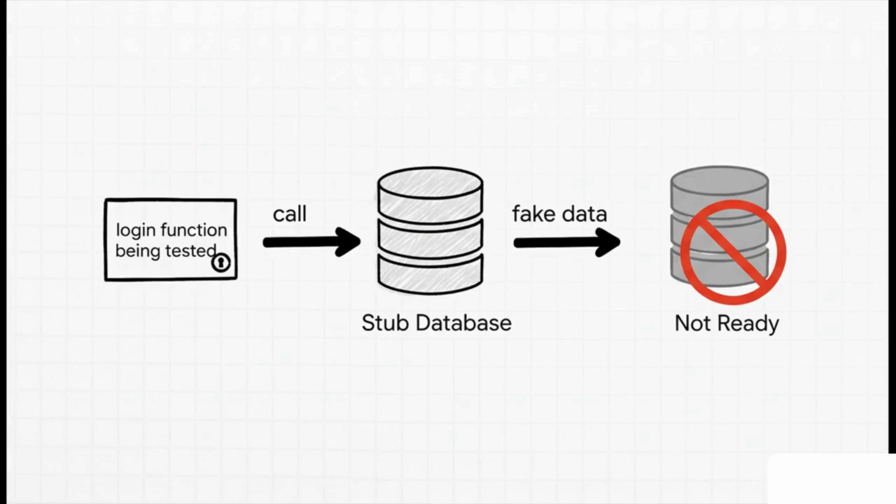Here's a perfect example. Let's say you're testing a login function. Now that function needs to get user data from a database, but maybe the database isn't built yet, or it's just a pain to connect to for a simple test. So what do you do? You create a stub that pretends to be the database. When your login code asks for a user, the stub just hands back some fake user data you've already prepared. This way you can test all your login logic without ever touching a real database.